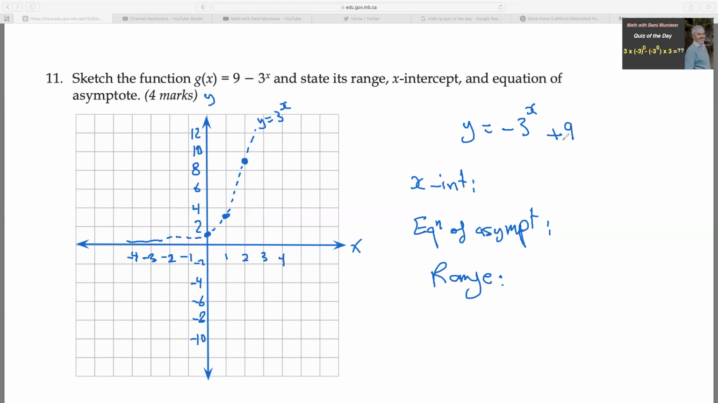Now, the first thing that happened, this graph moved. It's been reflected. If you look at this compared to this, you have a reflection in the x-axis. And you moved up 9. So when you move up 9, your asymptote, which is the x-axis, is also going to move 9 up. So it's going to be where 9 is, and that is where your asymptote is going to be. That's my new x-axis kind of thing. So my equation of asymptote is y equals 9.